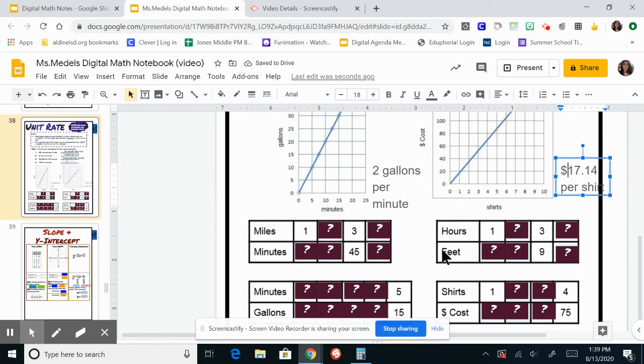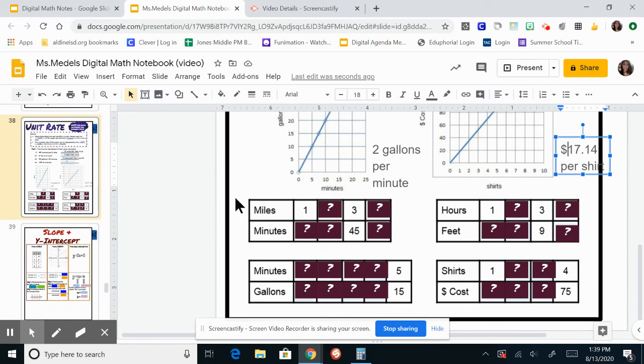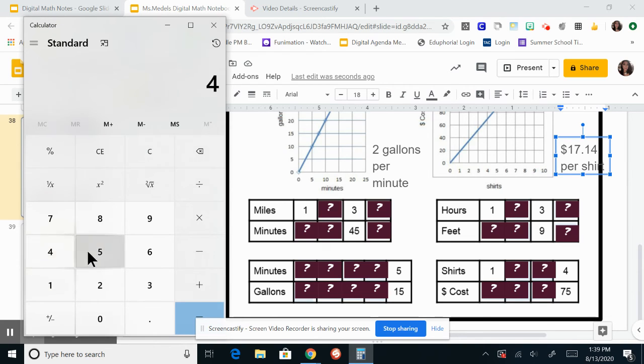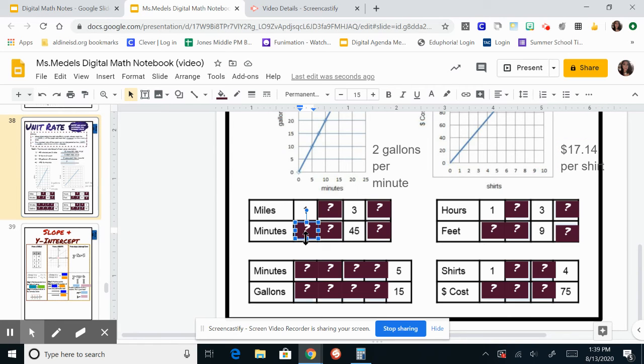Now, sometimes you're going to have a table and there's a lot of blanks. So we're going to do this first one together. I'm going to find 3 and 45. So let me see, if in 45 minutes I went 3 miles, let's see how much I go in 1 mile. To find that, I'm just going to take that 45 and divide by 3. Got 15. So in 1 mile, I go 15.